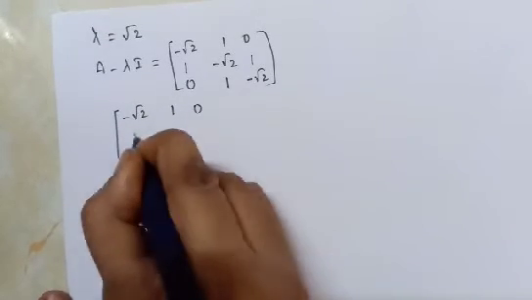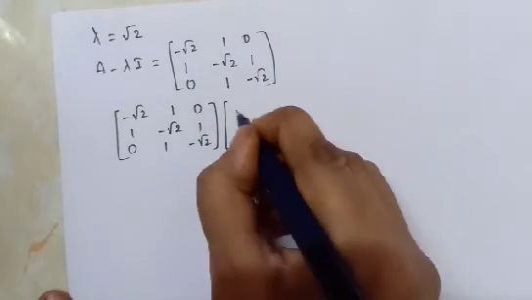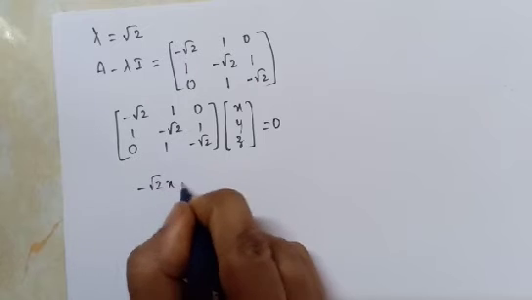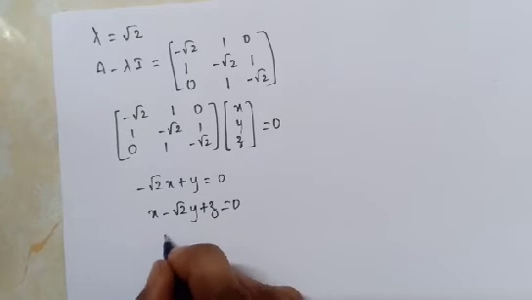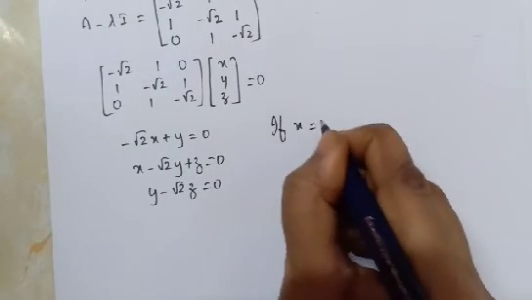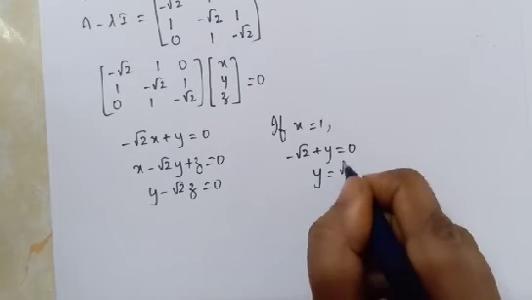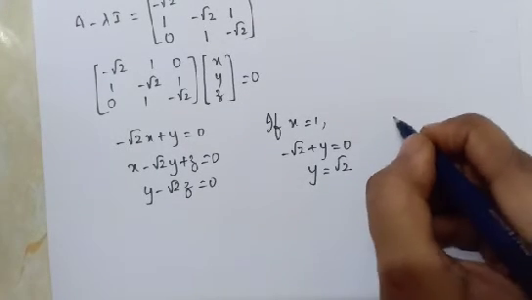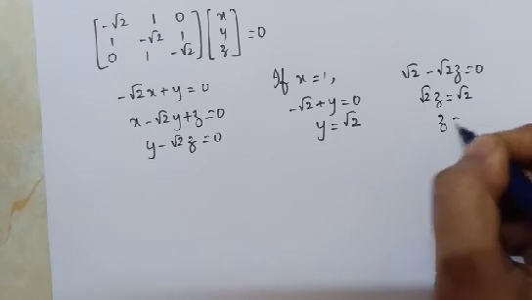Simply take the matrix A minus lambda I, and this is our eigenvector x, y, z equal to 0. If you multiply, you will get minus root 2x plus y is equal to 0, x minus root 2y plus z is equal to 0, then y minus root 2z is equal to 0. Then if x is equal to 1, then what do we get from the first equation? Minus root 2 plus y is equal to 0, y is equal to root 2. So if y is equal to root 2, then from the last equation we will get root 2z is equal to root 2, or z is equal to 1.